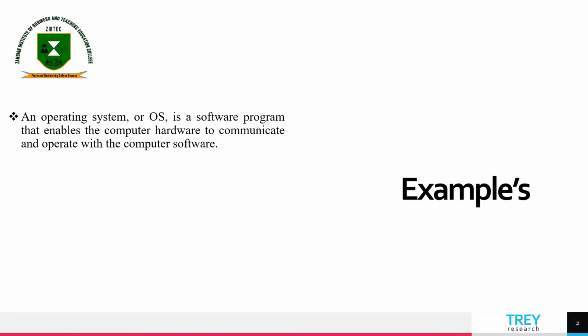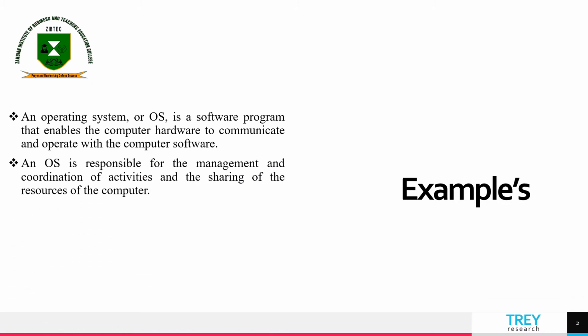Like we introduced earlier, an operating system, usually abbreviated as the OS, is a software program that enables the computer hardware to communicate and operate with the computer software. When you talk of the hardware part, we are talking about the physical components of the computer, the things that make up a computer. And when you talk of the software part, we are simply talking about programs that work in collaboration with the hardware part. So an OS is responsible for the management and coordination of activities and the sharing of the resources of the computer.